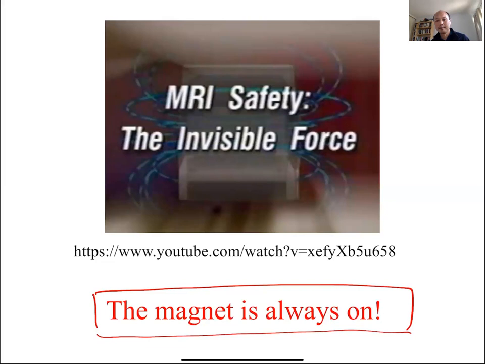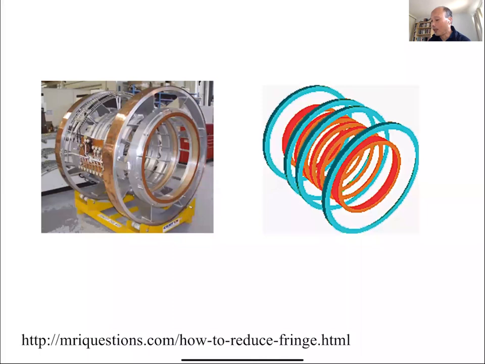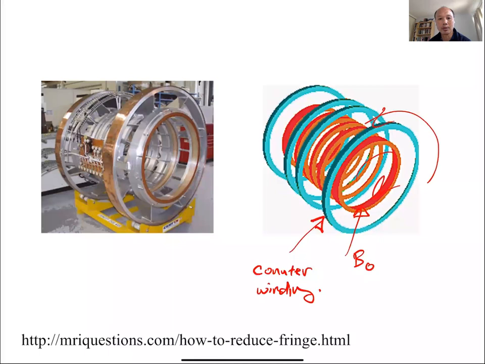Okay, so as we talked about before, we have the main field here. So this is sort of creating the main field, and we typically call it B0. And these are what are called counterwindings. So if the current's going one way in the main field, it'll typically go the other way in these counterwindings to reduce the magnetic field.